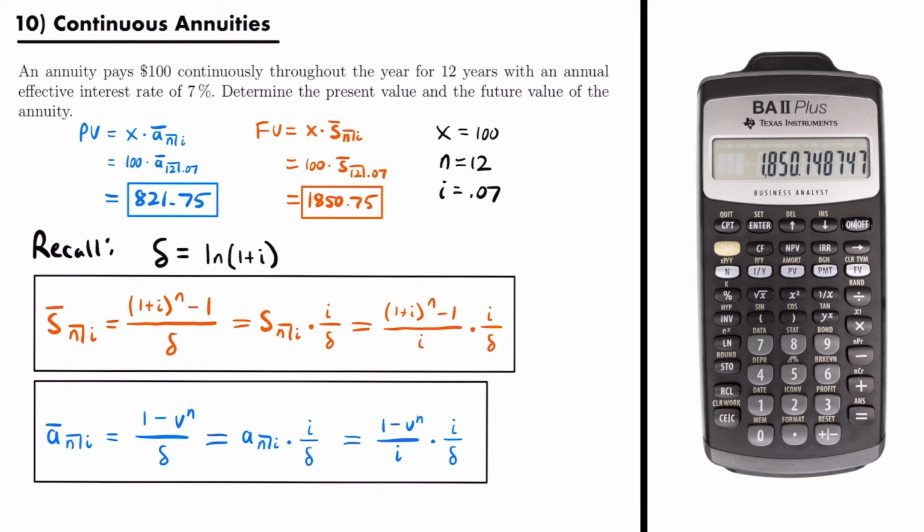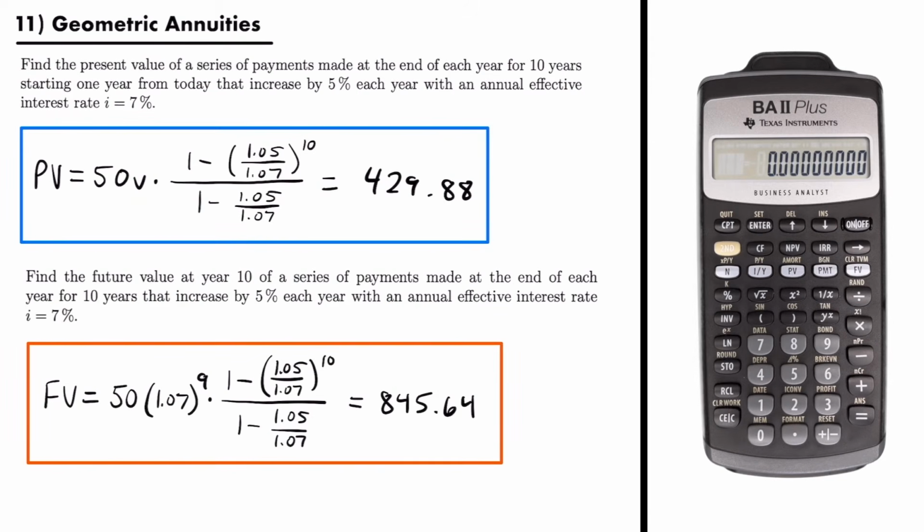All right, so that's how you would calculate continuous annuities using a financial calculator, or this one specifically, the BA2+. All right, so next up, we're going to talk about how to calculate geometric annuities in our financial calculator.